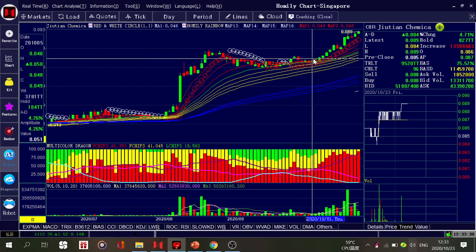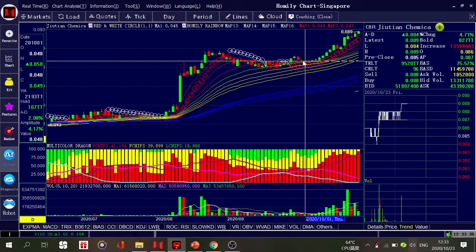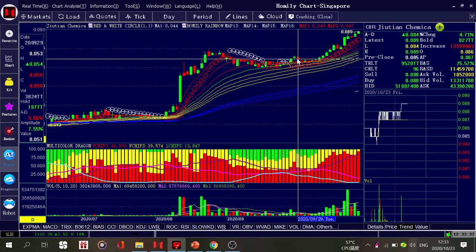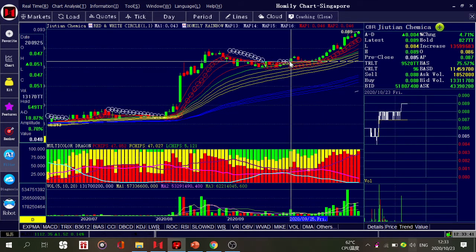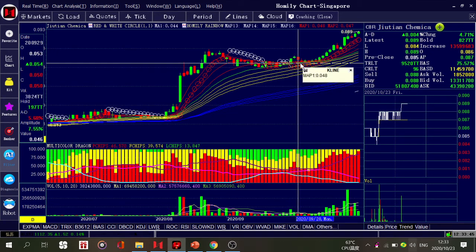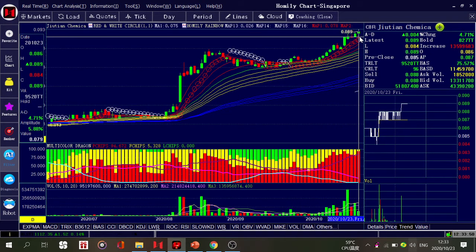You buy at a low position. When we have the first red circle, the confirmation, and then for 秋天 Chemical, the price also dropped first, but never dropped below the low price of the first red circle candle here. So you keep holding, to catch the rally, hold until today. Okay, so this is for the Singapore market.